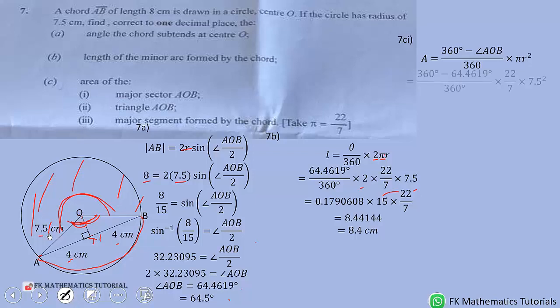So that will simplify. Do the substitution. Simplify to get this, 145.1 centimeters squared. Now let's look at the area of triangle AOB. Triangle AOB is given by half base times height.